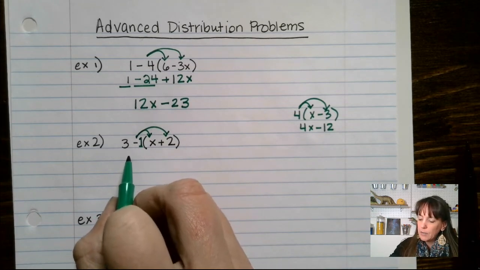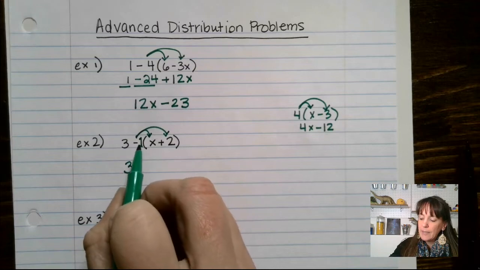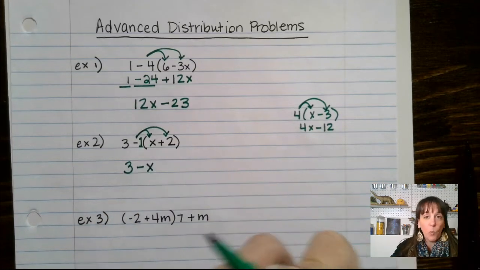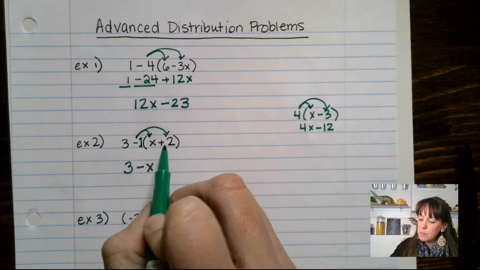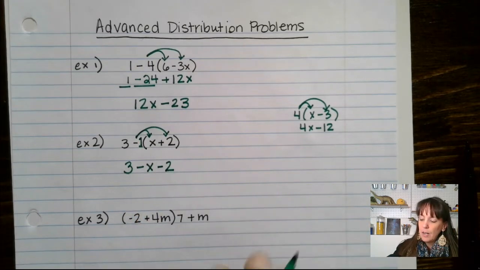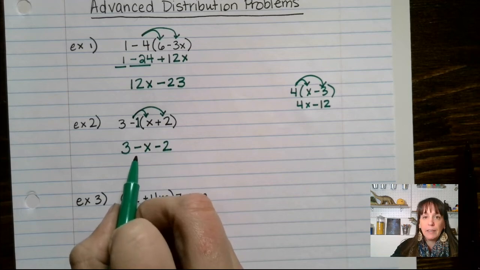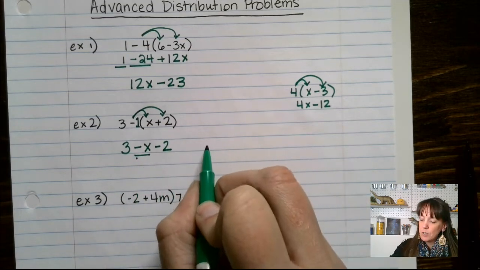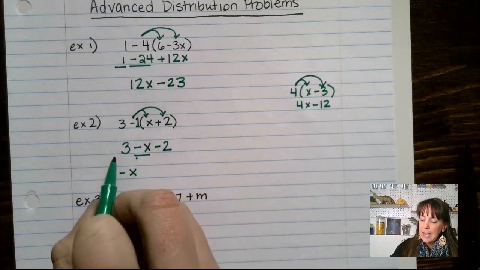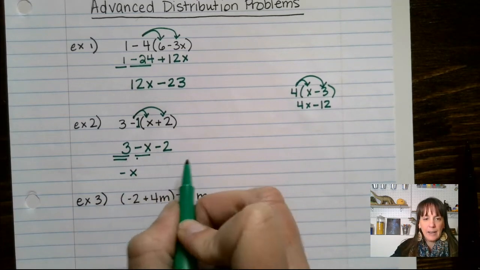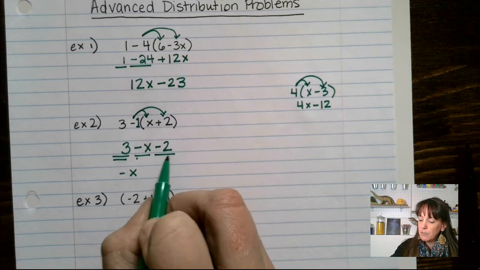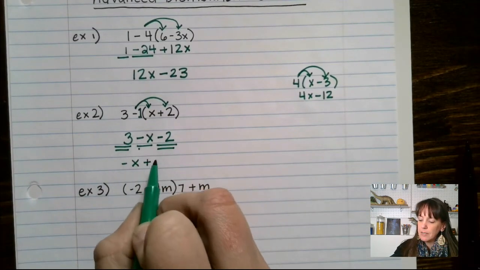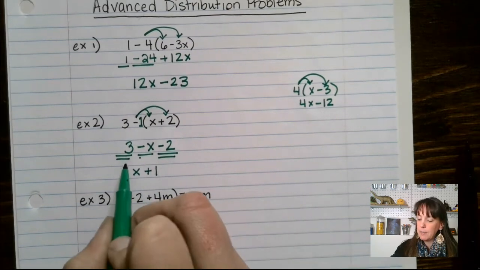So here we get 3, and then -1 times positive x is negative x, or you can put 1x if you'd like. -1 times positive 2 is -2. Okay, now I'm going to combine like terms. I have negative x that I can't combine with anything else. So I'm going to say negative x, and then I have positive 3, because again, I underline the operation that's coming in front of it, and -2. Positive 3, -2, that gives me positive 1, and there is my answer.